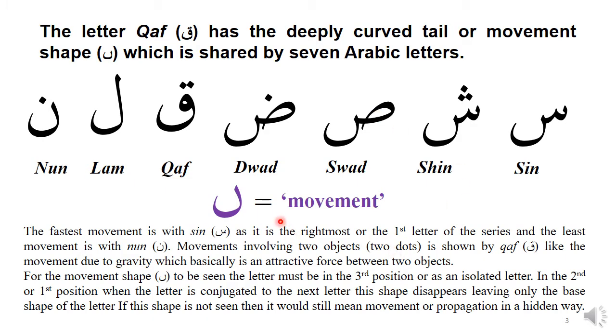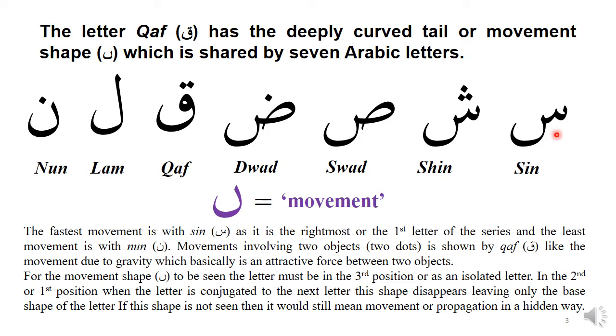This letter Qaf, this shape, I call the movement shape. This shape, the movement shape, is present in 7 Arabic letters. So this one series of letters has this movement shape, and all of these letters would imply movement in some way, right? This sounds a little bit strange to you at the beginning, but once you learn this, you will be a master of this in no time. And these 7 Arabic letters would indicate movement in some way.